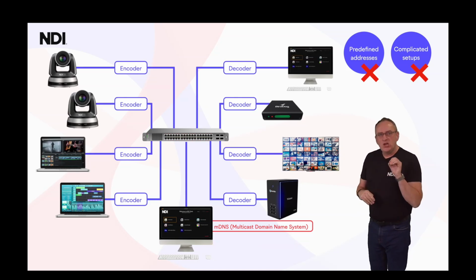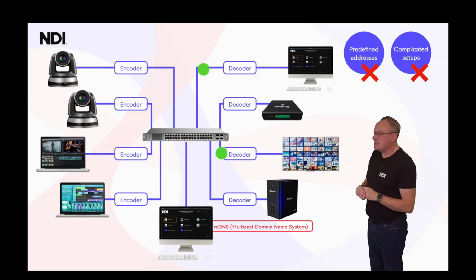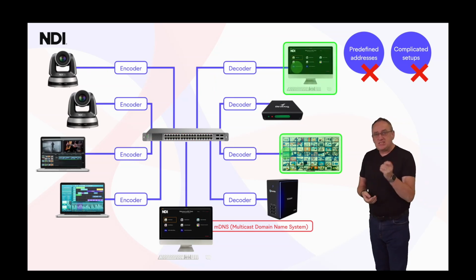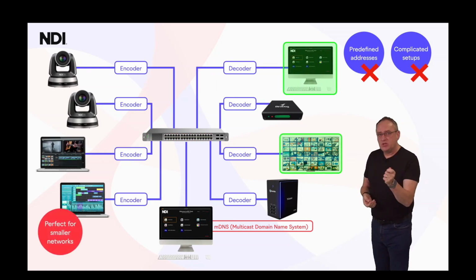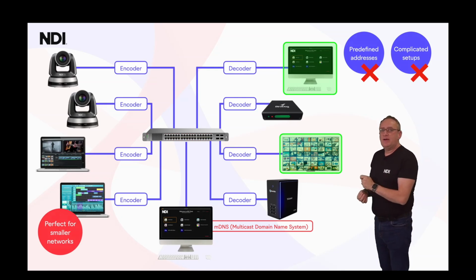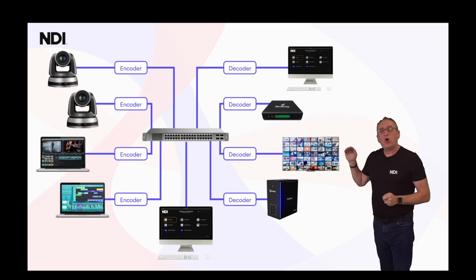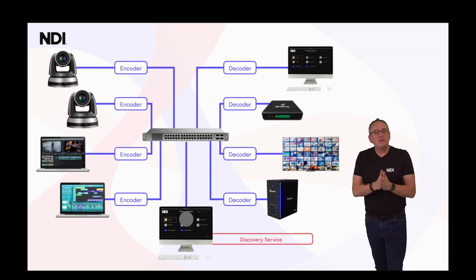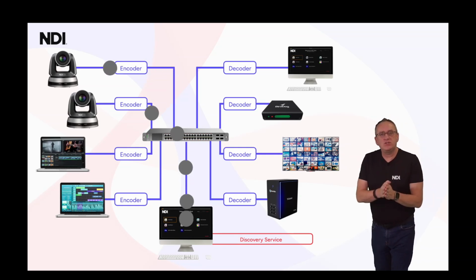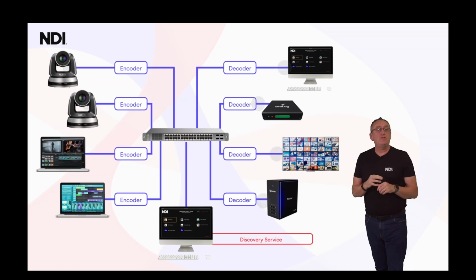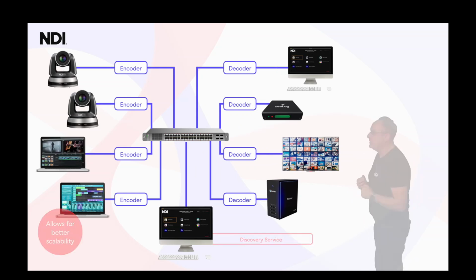mDNS operates within a local network where devices broadcast their presence, allowing others to automatically recognize them. This system is perfect for smaller networks where all devices are on the same subnet. However, for larger or more complex networks, Discovery Service provides a centralized method of managing device registration, reducing the amount of multicast traffic and allowing for better scalability.